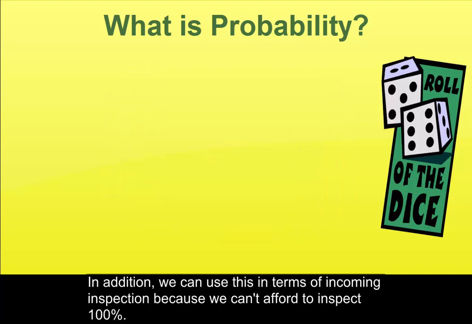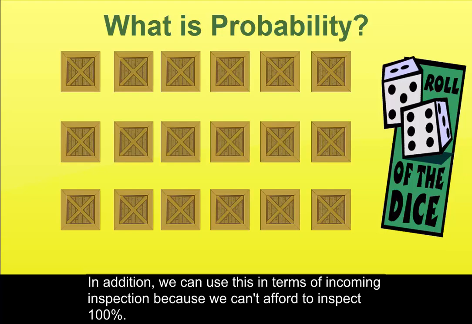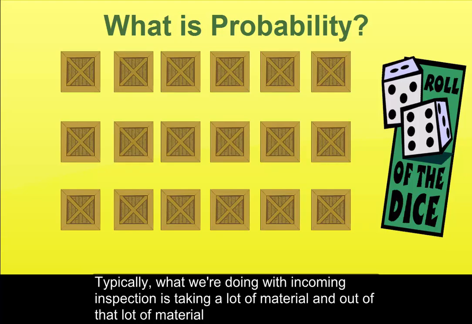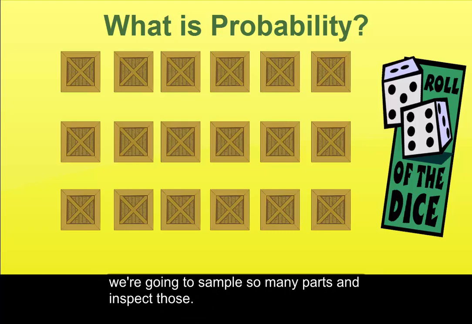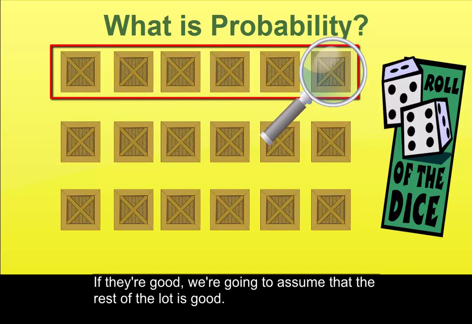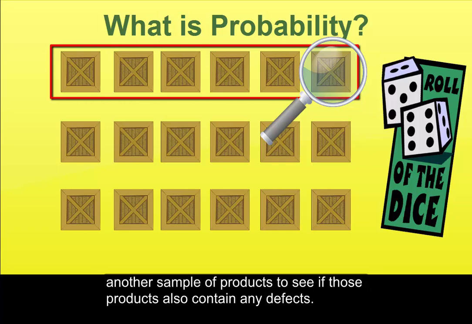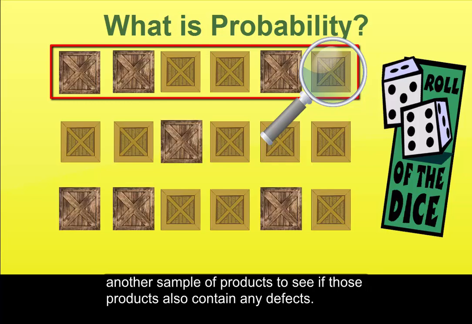In addition, we can use this in terms of incoming inspection because we can't afford to inspect 100%. So typically what we're doing with incoming inspection is taking a lot of material, and out of that lot we're going to sample so many parts and inspect those. And then if they're good, we're going to assume that the rest of the lot is good. Or if it's bad, based on the rules that we've set up within our organization, we might select another sample of products to see if those products also contain any defects.